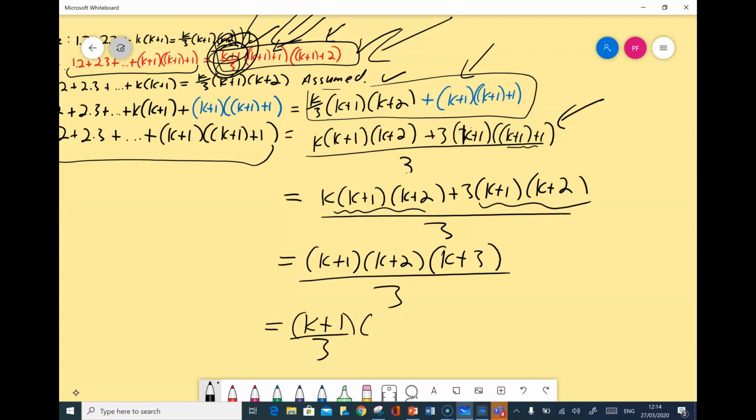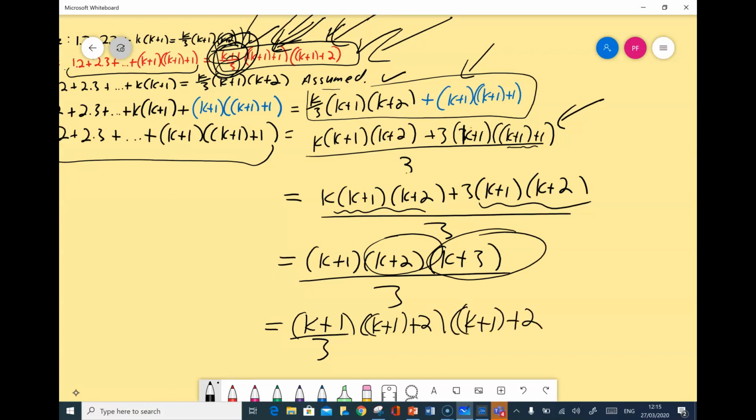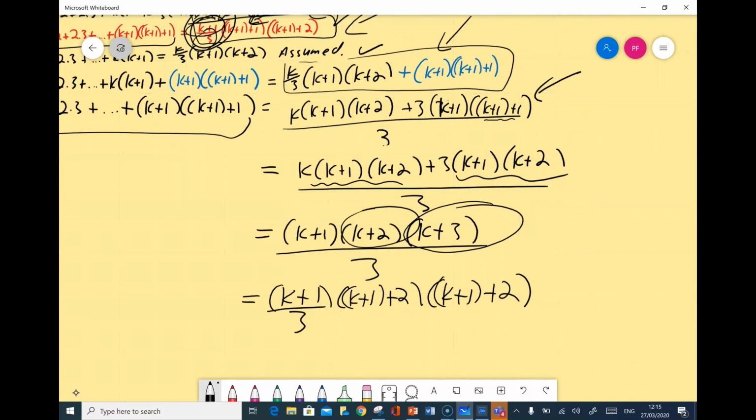Okay, then I've got k plus 2 here. But of course, k plus 2 is just k plus 1 plus 1. I've got k plus 3 here, but that's just k plus 1 plus 2. And that's your proof. Make sure you put in the end of that proof as well, true for this, and so on and so on.